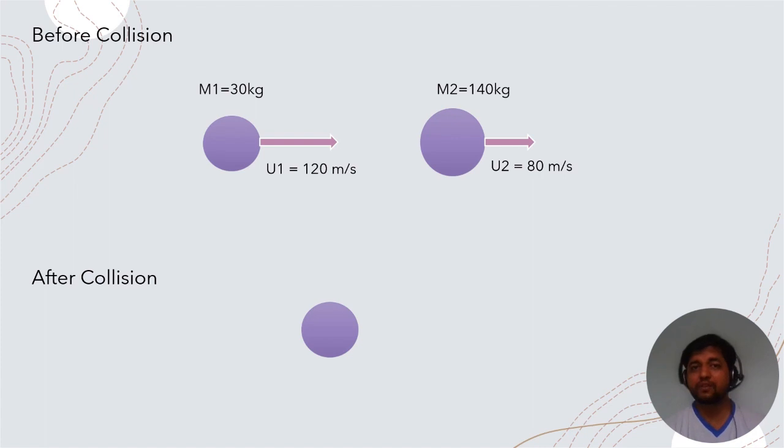So after collision, what will happen? These two balls stick together and both of them start moving along a direction with the same velocity. This is a classic example of inelastic collision.